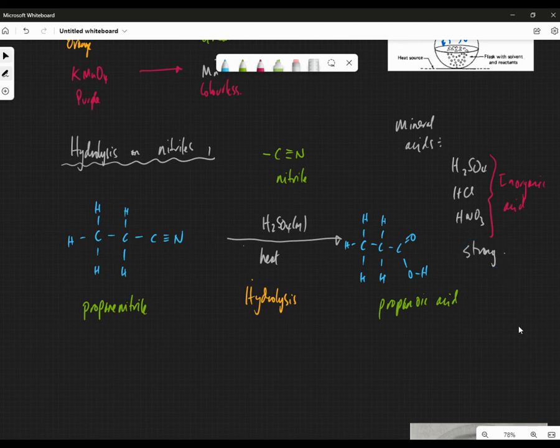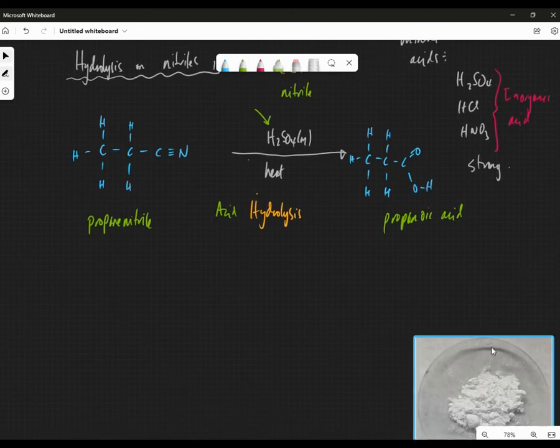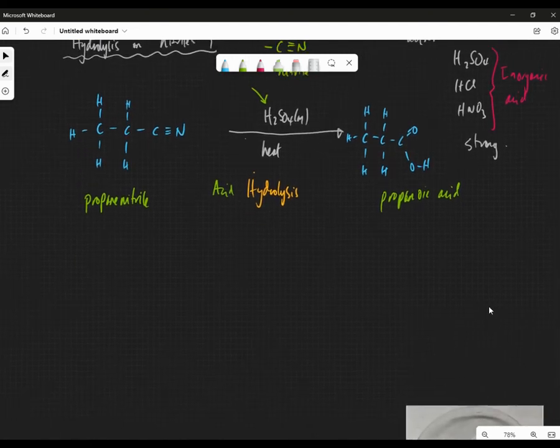This is called an acid hydrolysis. Okay, why is it called acid? Because we used an acid to do it. Okay, interestingly, we can do exactly the same reaction, but we can use base hydrolysis.